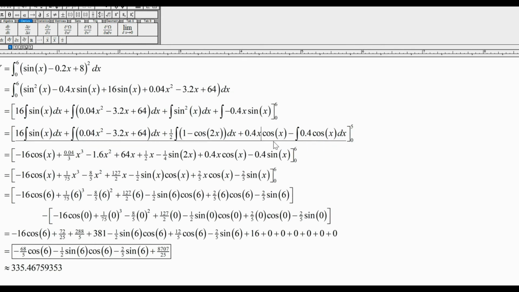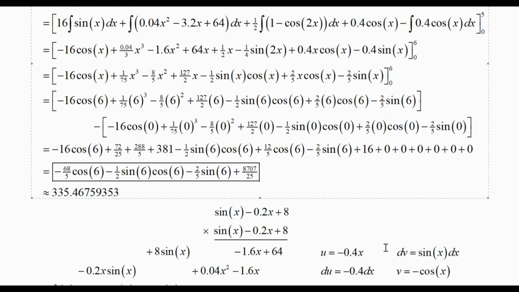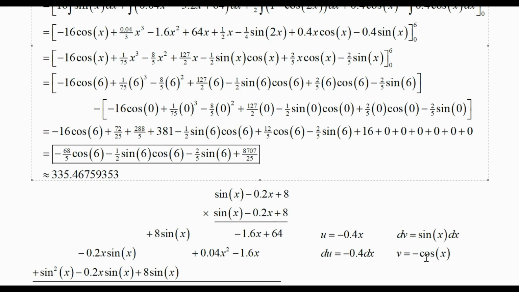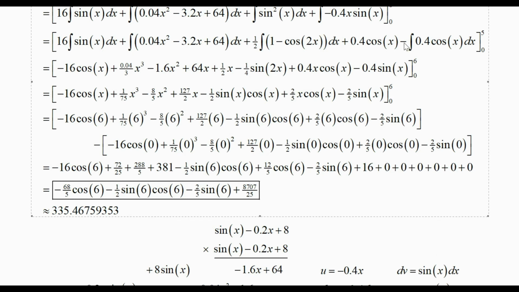Okay. No, not there. Yeah, there. It's right. Never mind. 0.4x cosine x right there, minus the integral of v du. So let's see. Minus comes from the integration by parts. And then I'm going to, that's here, minus here.